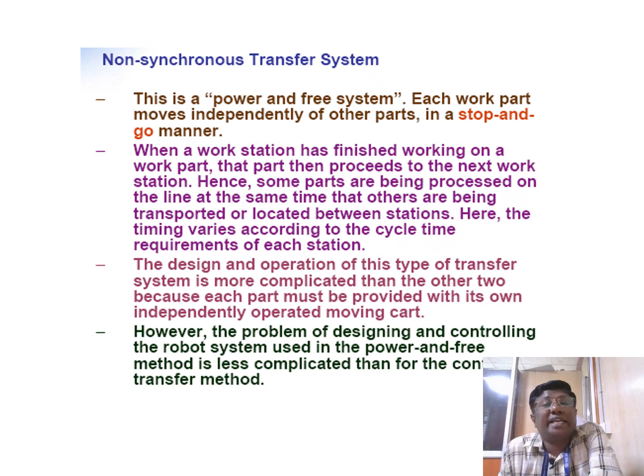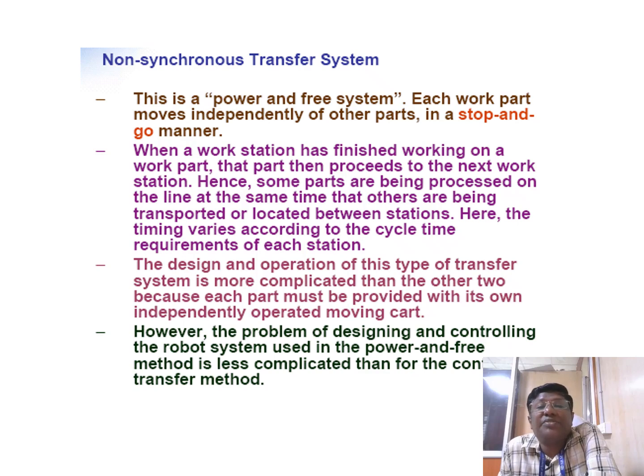Now the non-synchronous transfer system. This is the power and free system, where each work part moves independently of the other parts, in a stop and go manner. So there is no relative motion between the workpiece and the robot. It does not exist.